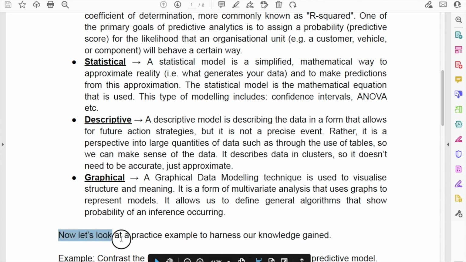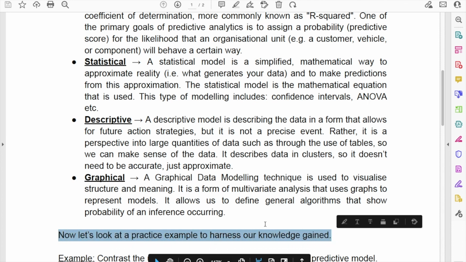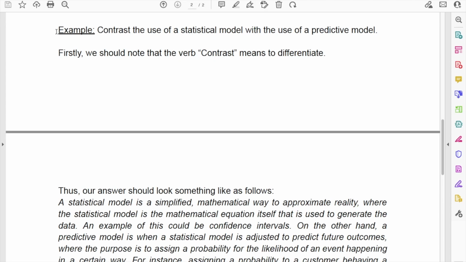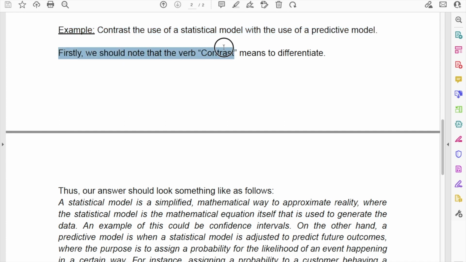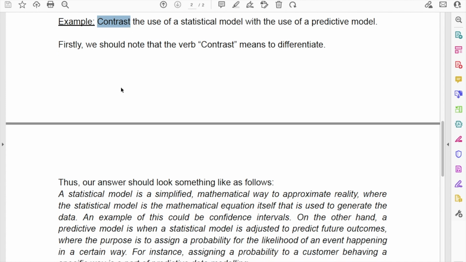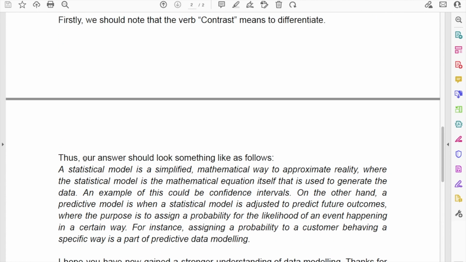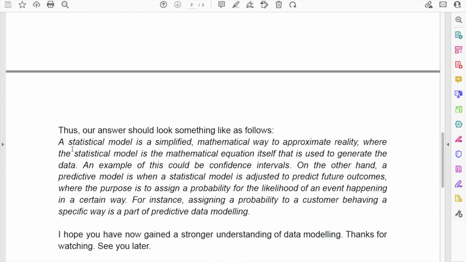Now let's look at a practical example to harness our knowledge gained. The example we have here is: contrast the use of a statistical model with the use of a predictive model. Firstly, we should know that the verb contrast means to differentiate. So when answering this question, we should be using language of differentiation. Thus, our answer should look something like as follows.